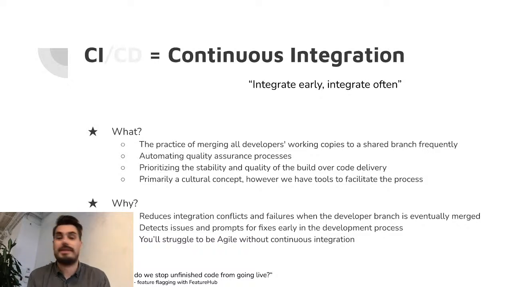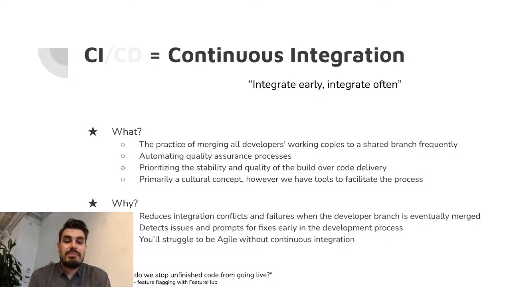Yeah. Perfect. Fantastic. Okay, so that's where this integrate early, integrate often theory kind of came from. And that theory kind of evolved into what we call continuous integration today, which is the first part of this CI/CD idea. So what is continuous integration? Continuous integration is the practice of merging all developers' working copies to a shared branch frequently. How frequently? Many times a day, really up to the team, but frequently.